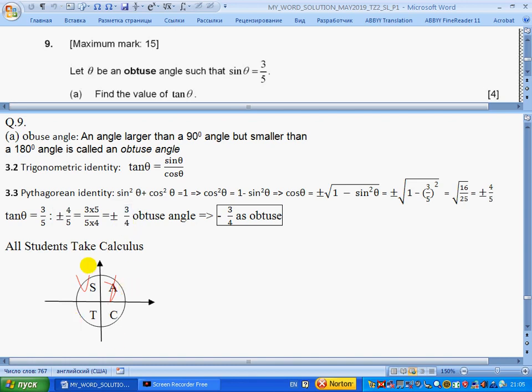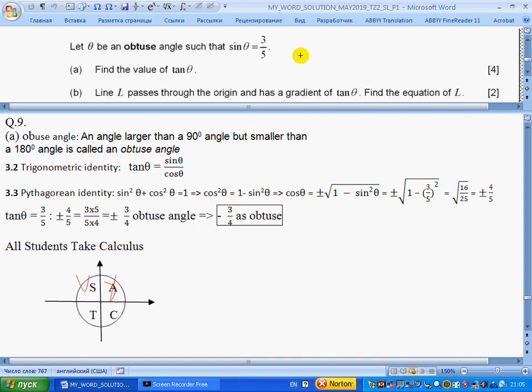This is the unit circle. All students take calculus. In the first quadrant, all trig functions are positive. In S, only sine. In T, only tangent. In C, only cosine. So because we have an obtuse angle, tangent should be negative. This is why we choose the negative answer, and we get minus 3 over 4. So we found the value of tangent theta.